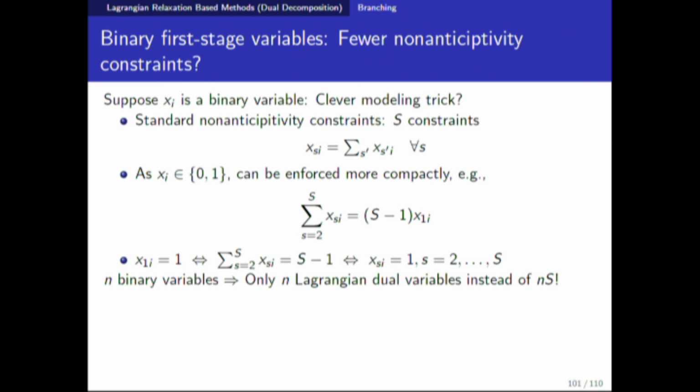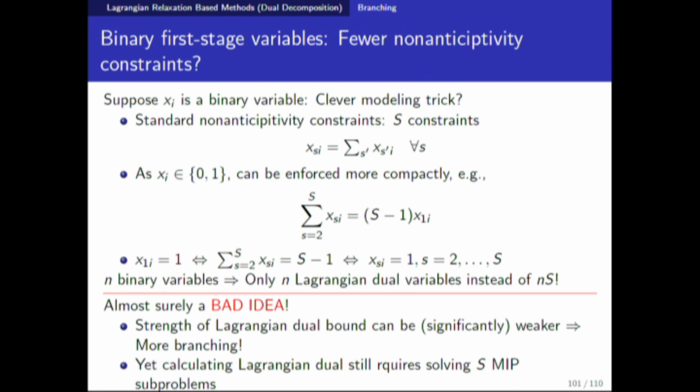non-anticipativity constraints. Okay, so it looks like a really big advantage. If I have n binary variables in my first stage, instead of having n times s non-anticipativity constraints, I only have n of them. So it's a much smaller Lagrangian dual problem. But this is unfortunately almost surely a bad idea. So I tricked you.